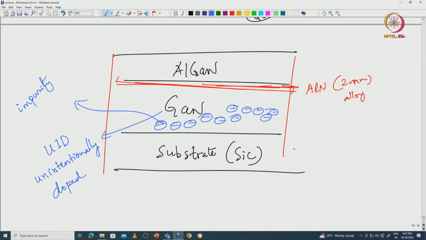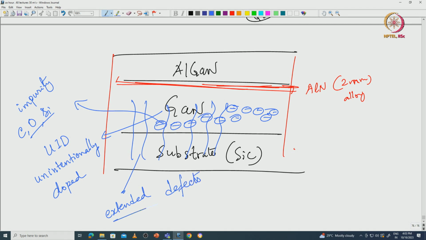You cannot avoid them. Impurities such as carbon, maybe oxygen, maybe some kind of silicon and other point defects, etc. Also there are dislocations that come. Dislocations are missing lines of atoms, they are extended defects. All these contribute to a background carrier concentration.